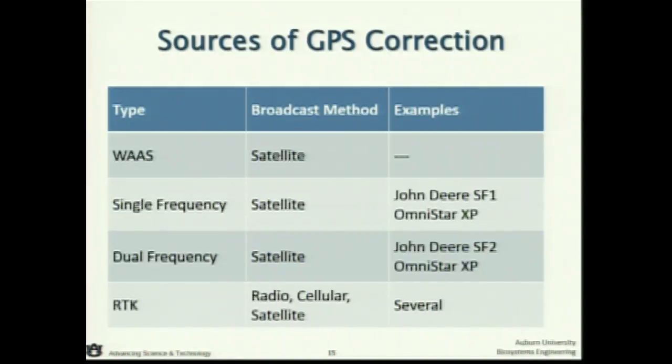These are just some ideas. We have WAAS out there that a lot of people will take advantage of. That's a free service, okay? The FAA manages that. That's what we would call a meter to meter-and-a-half type accuracy. We have what we define as single frequency, so SF1 by John Deere or OmniSTAR XP. Dual frequency, which is really getting down into this decimeter level accuracy, and then RTK, basically that repeatable centimeter level accuracy. Those are the three categories we use to talk about GPS correction. Again, what category I need to jump into depends on what kind of field operation I'm doing.